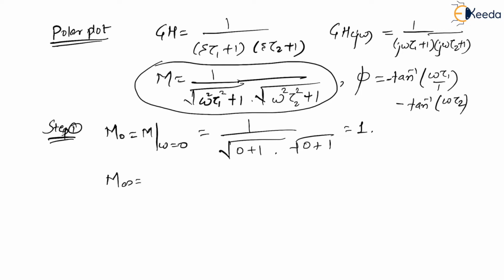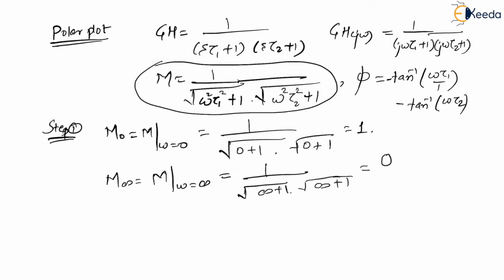What about m infinity? M infinity is nothing but magnitude at omega equal to infinity, which is equal to 1 upon under root of infinity into infinity plus 1, infinity plus 1. So this is nothing but 0. Is that correct? Right. Now step 2 was nothing but angle, right? You had to find phi 0 and phi infinity.